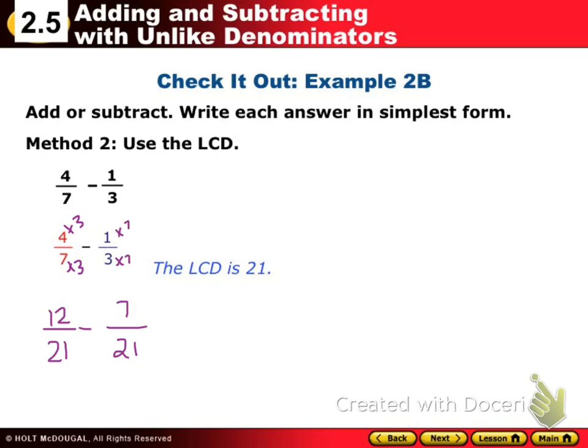So when we do our work, I really like it when you show me what it is you're adding or subtracting over the common denominator so that we can get our final answer. 12 minus 7 is 5/21. And then it's also in lowest form.